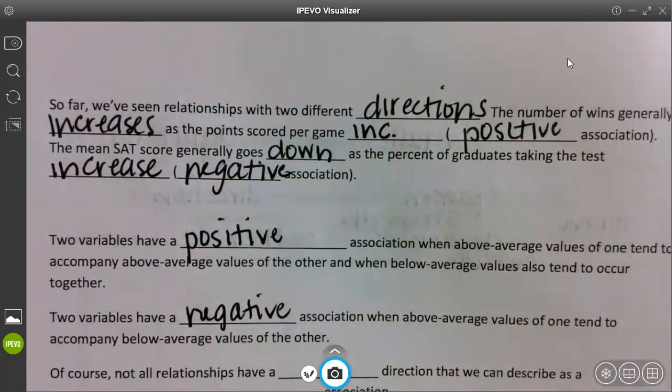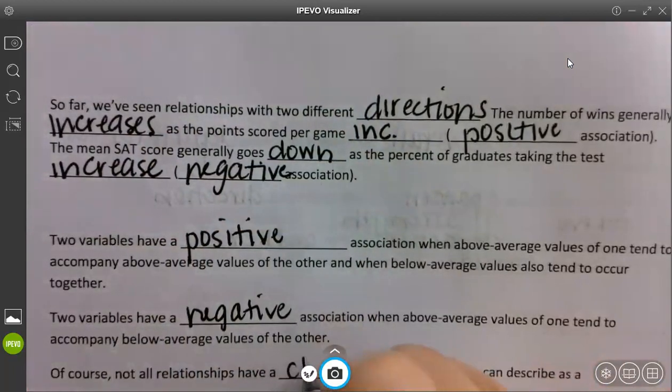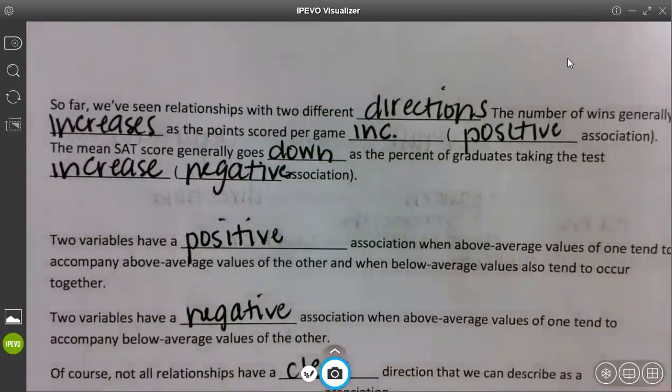Read the whole thing. Of course, not all relationships have a clear direction that we can describe as a positive or a negative association.